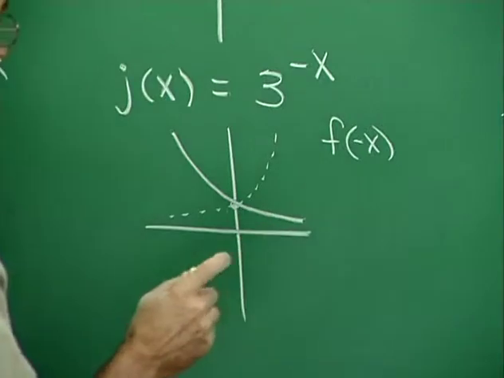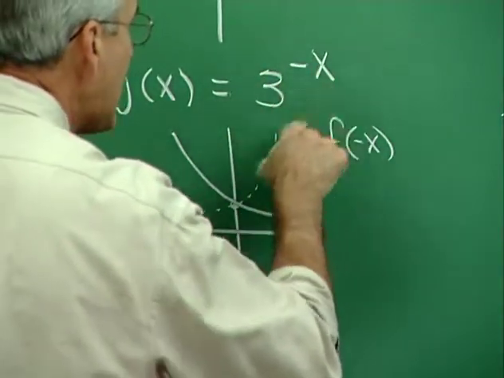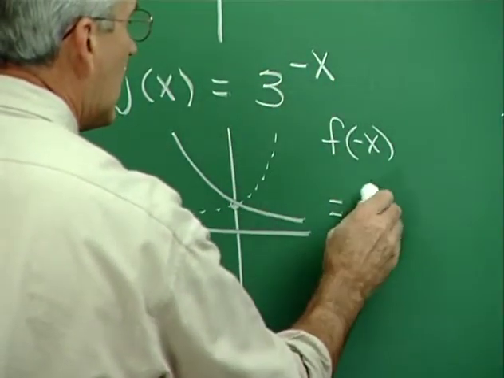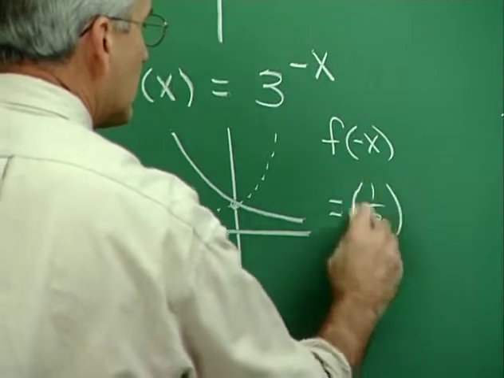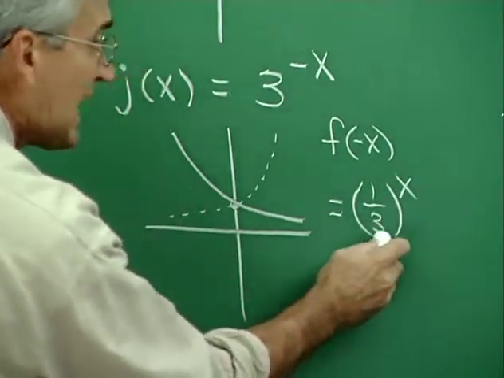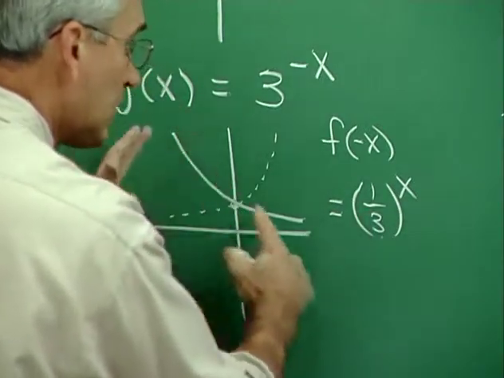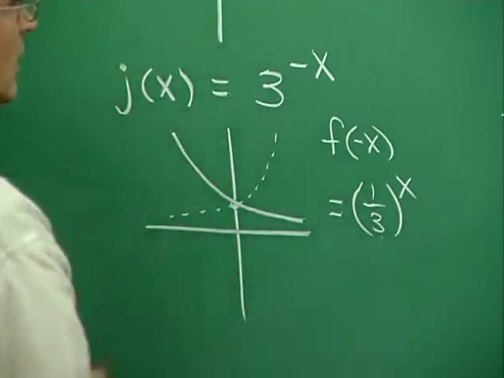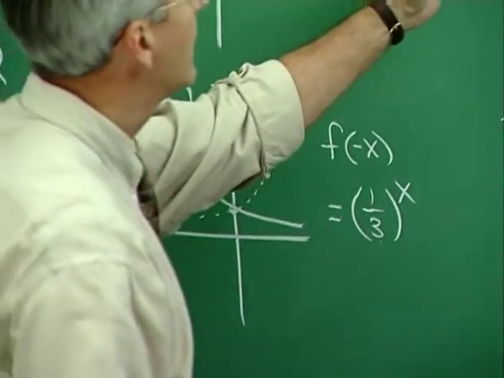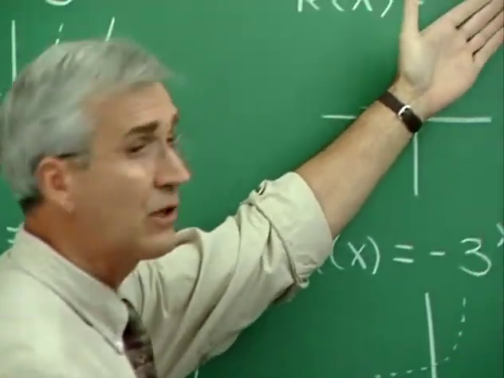And another way to think about it is the notion of changing this into (1/3) to the x power. And when that base, in this form, when that base is between 0 and 1, we have a continually decreasing graph. Okay. K of x is negative 3 to the x power.